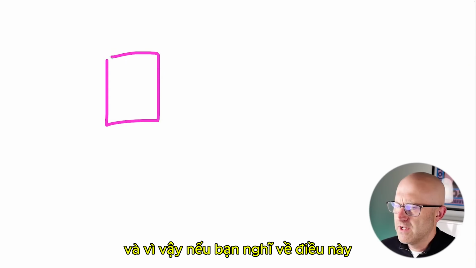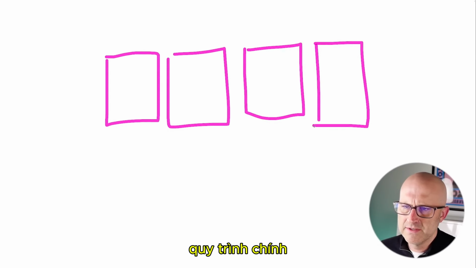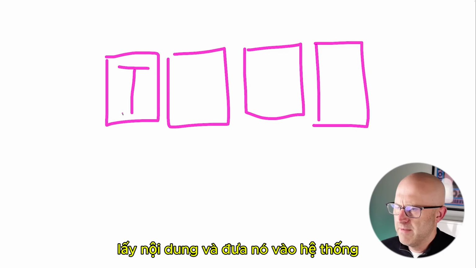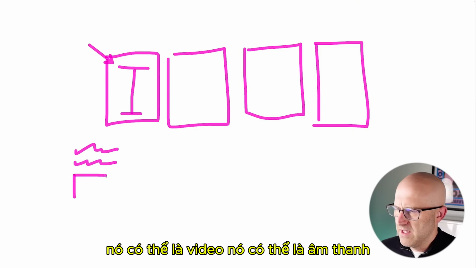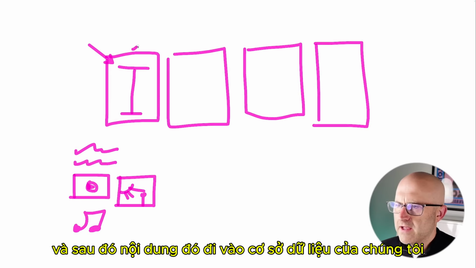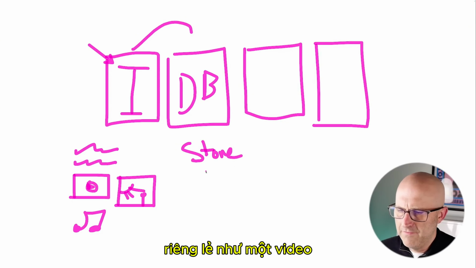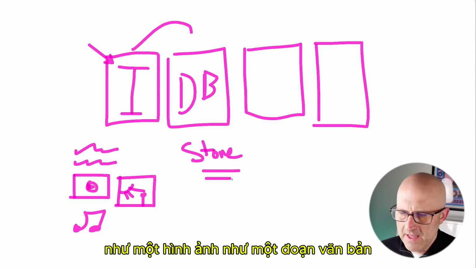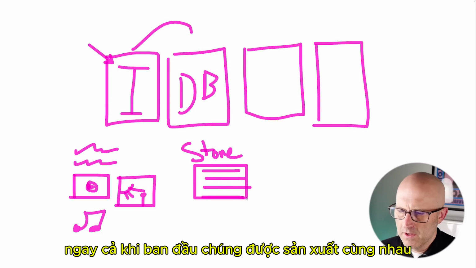And so if you think about this, your content process is really broken down into four major processes. We have a process that takes content and brings it into the system. This is your inputs. It could be written content, it could be video, it could be audio, and it could be an image. And then that content comes into our database. And this is where we can store every single piece of content that we create individually as a video, as a image, as a piece of text, as an audio file, even if originally they were produced together.